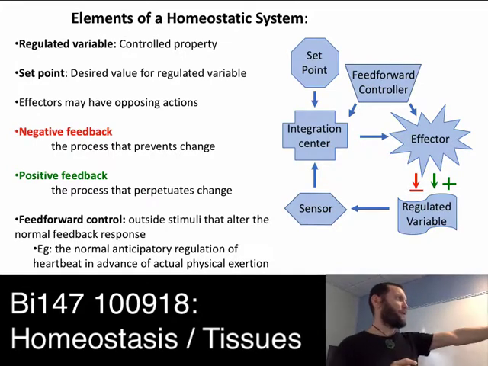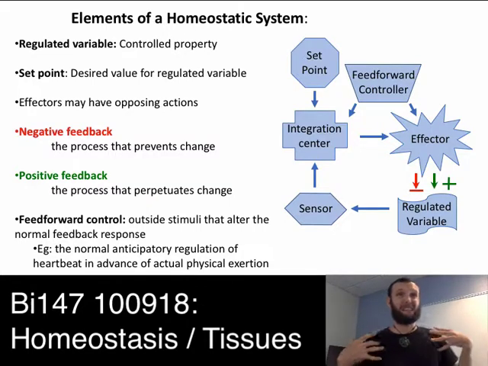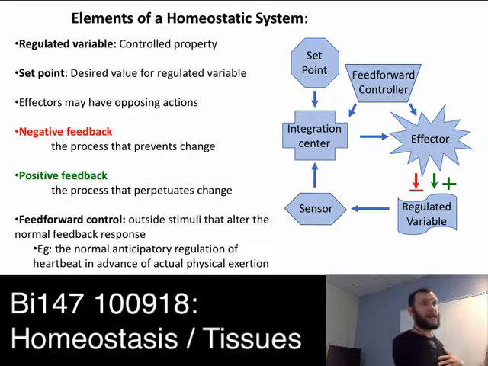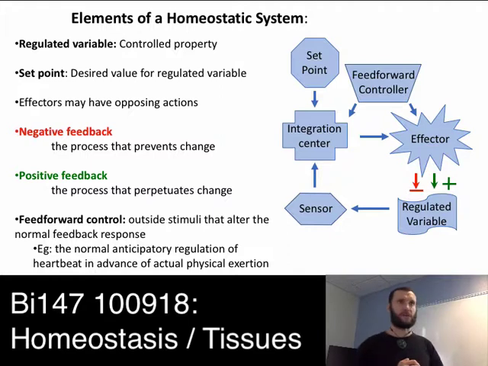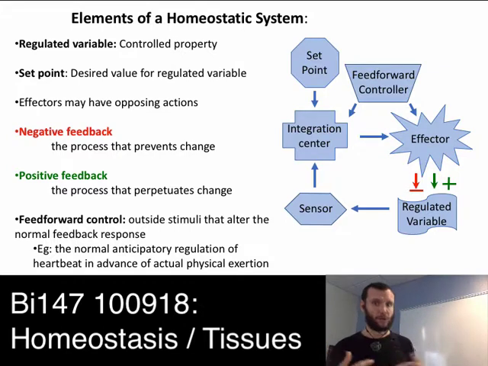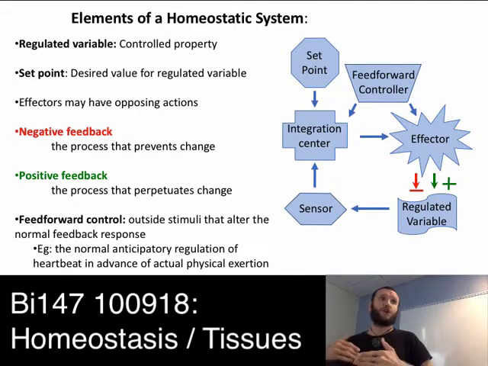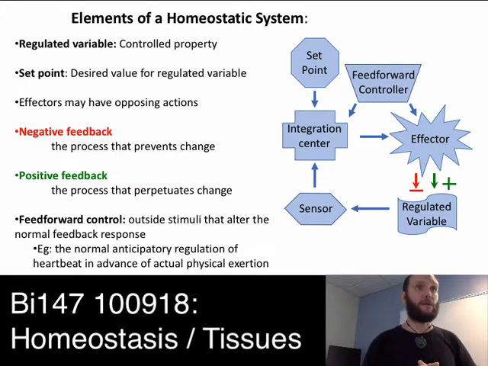So here's the general flow. We have some regulated variable down there in the corner, and there's going to be some kind of sensor that's monitoring that variable. That sensor, that monitoring system in the body, is going to send the information that it's gathered to some kind of integration center. That integration center is going to compare the incoming information about the regulated variable to a set point, all right? And then it's going to make a decision on what to do based upon that comparison. And so it's going to have some output to the appropriate effector. In negative feedback, that effector is going to oppose the change that is being observed in the regulated variable. In positive feedback systems, that effector is going to speed up whatever change has been noted in the regulated variable.